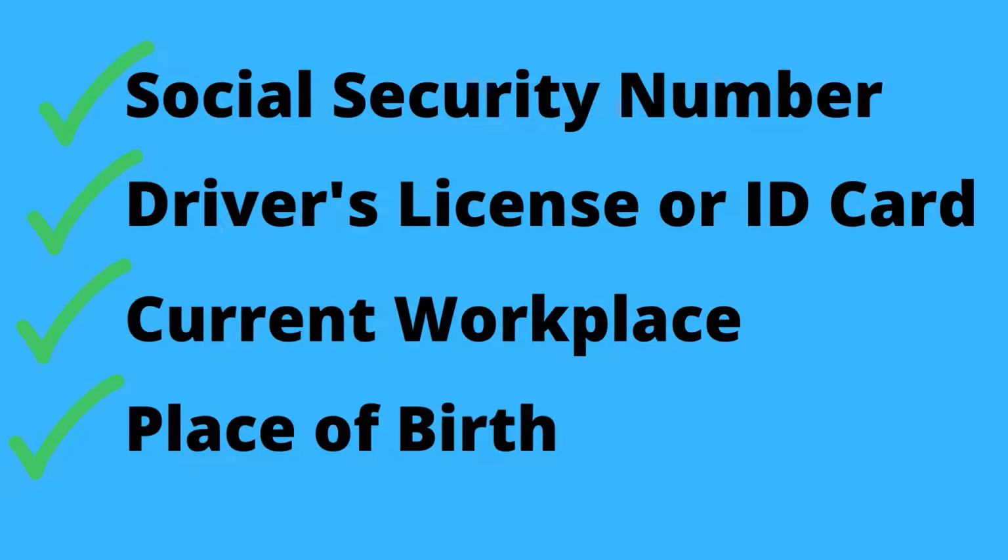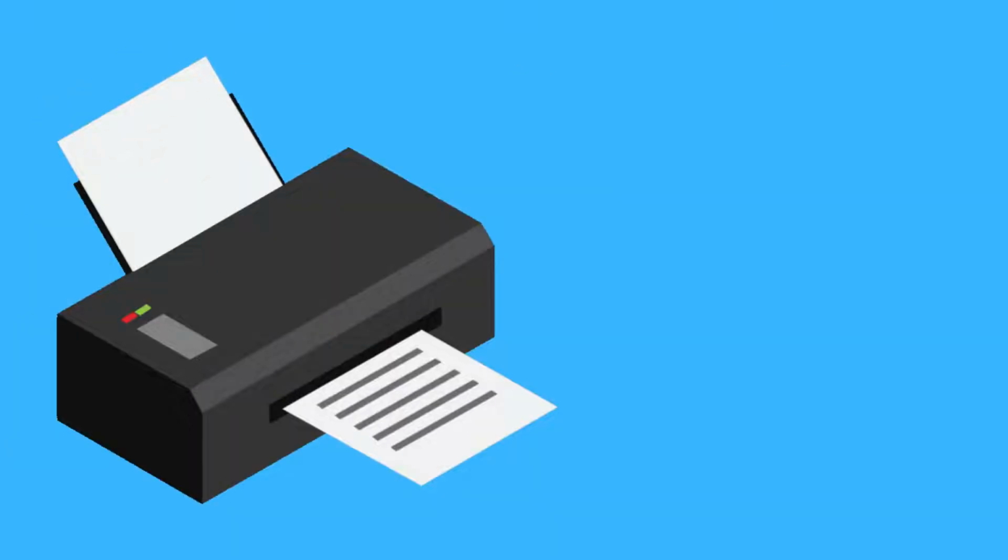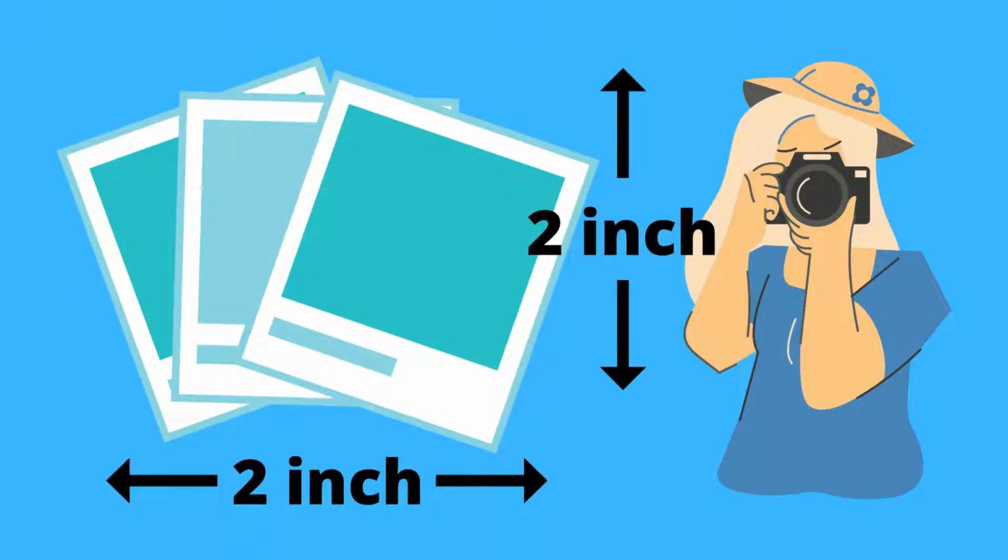Once you're in the form filler, start entering your information on the next page. You'll need to have your social security number, an identifying document like your driver's license, and information like your current workplace and your place of birth. Now, print out the form and gather up the documents that are required. You'll also need a photograph of yourself that meets the latest passport requirements.